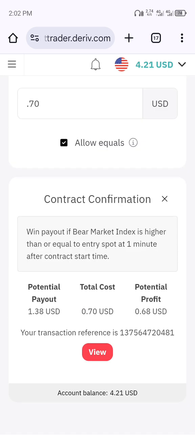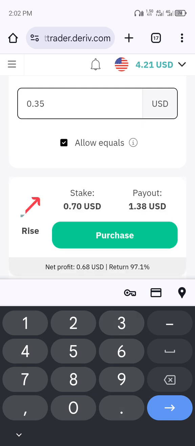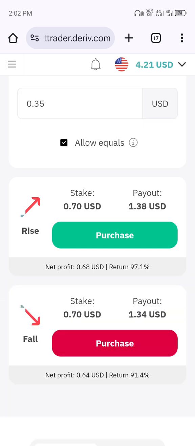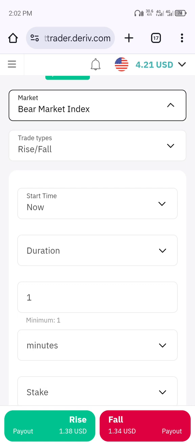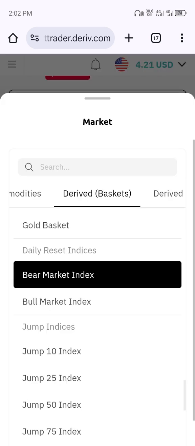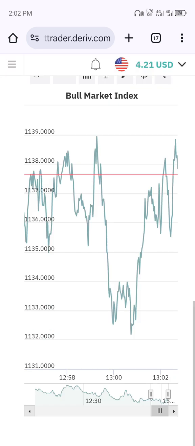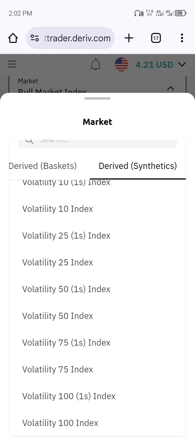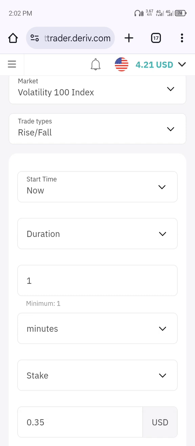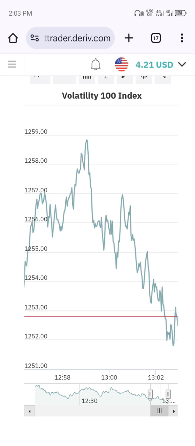And now go down to 35 cents. We are progressing. All right, let's check another market. We are on daily reset indices. We just finished trading bear market and now we are checking bull market. It seems not to be favorable. We go down to continuous indices. We check volatility 100 index. It's trending down, but it's a bit spiky.